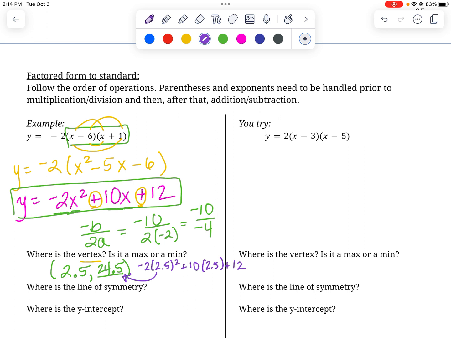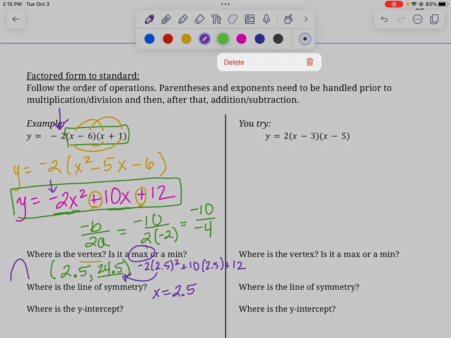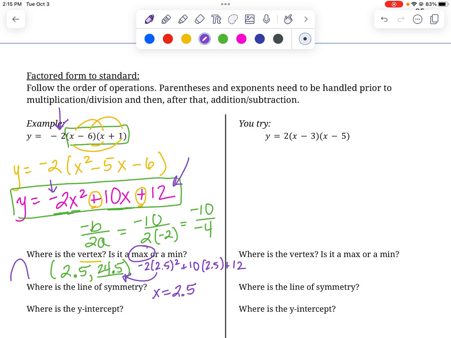Okay? Now, in terms of understanding if that's a max or a min, we have to look back at the equation, either one of these places, and we see we have a negative number in the front, right? Negative a value. So that means we have a parabola that is a frowny face, which means that we have a maximum. Our line of symmetry, as always, goes through the x-coordinate of our vertex. And our y-intercept is easier to see because we have a standard form. So the constant in standard form is our y-intercept.